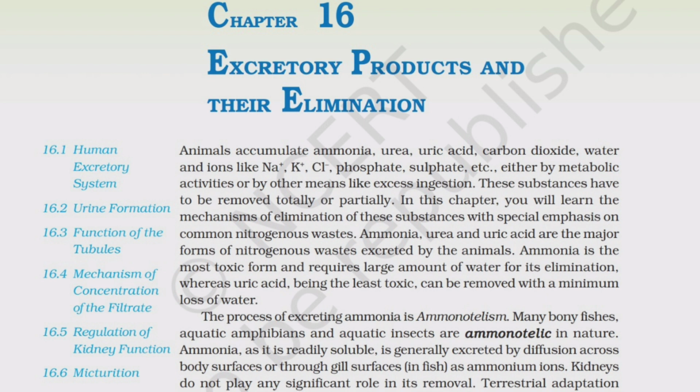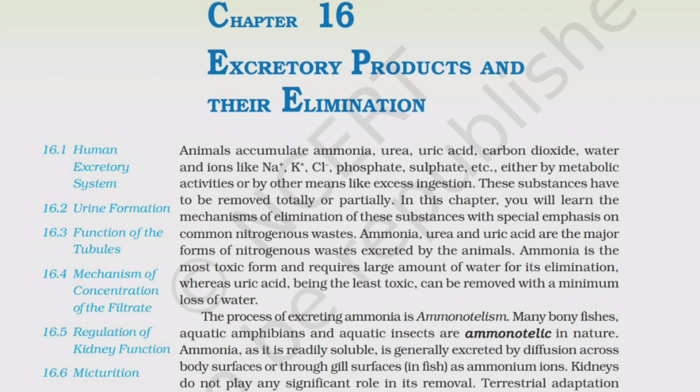Ammonia, urea, and uric acid are the major forms of nitrogenous waste excreted by animals. Ammonia is the most toxic form and requires a large amount of water for its elimination, whereas uric acid, being the least toxic, can be removed with minimum loss of water. The process of excreting ammonia is ammonotelism. Many bony fishes, aquatic amphibians, and aquatic insects are ammonotelic in nature.